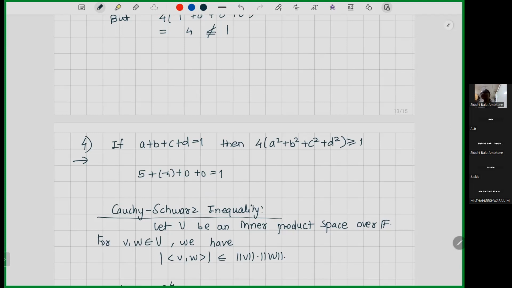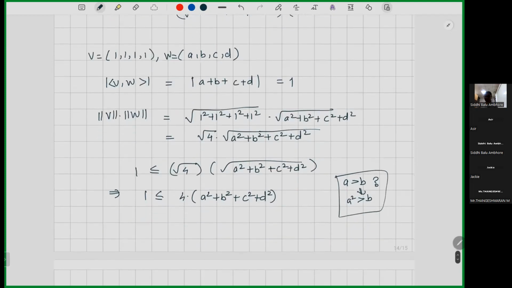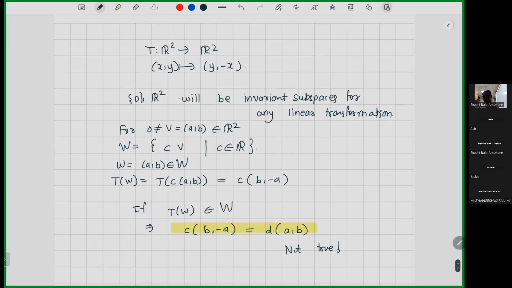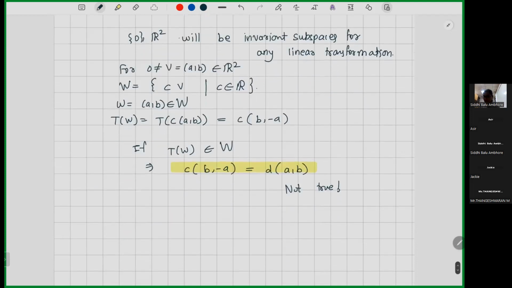Ma'am, in our last exam, the proof was given about invariant subspace. This three-dimensional case is not working. When we take R3, there will be at least one invariant subspace in R3.